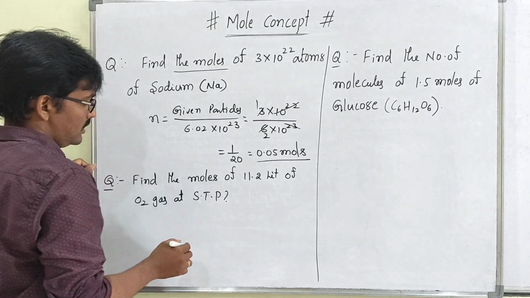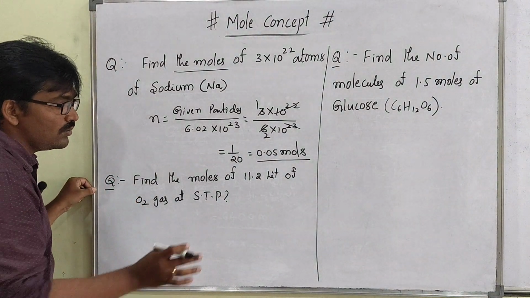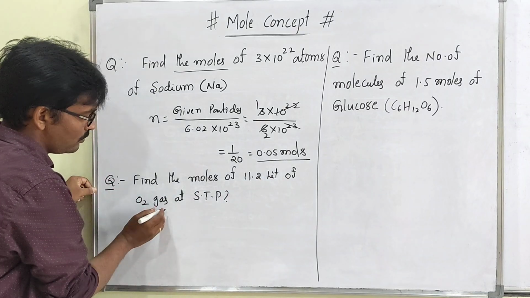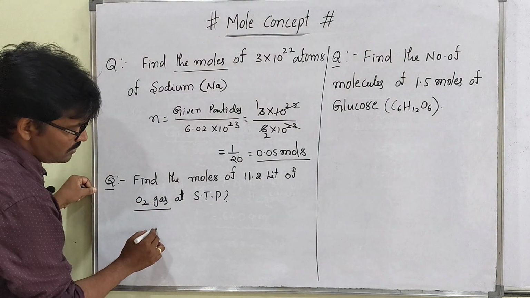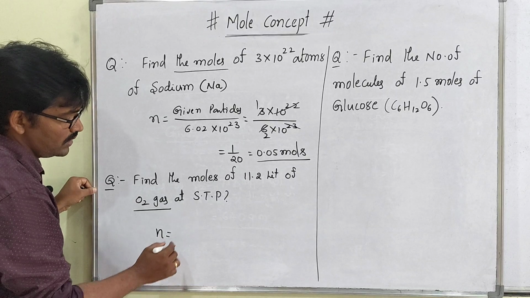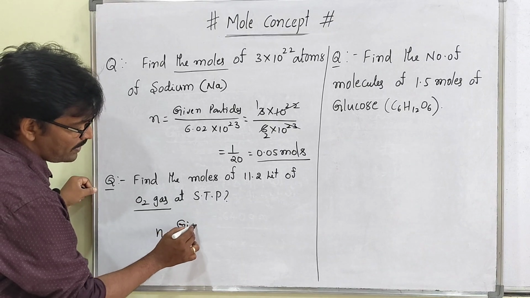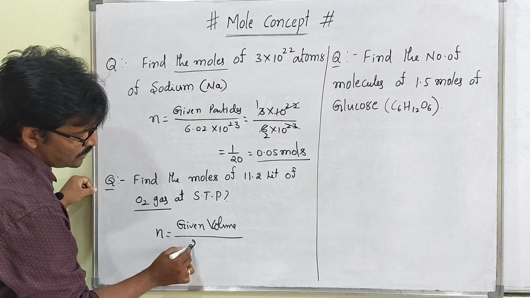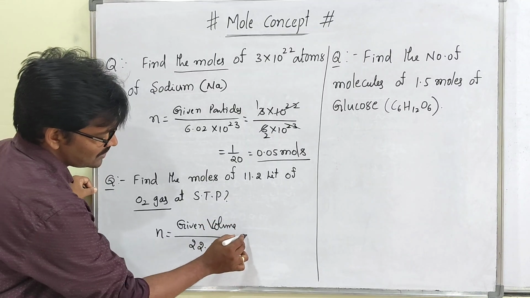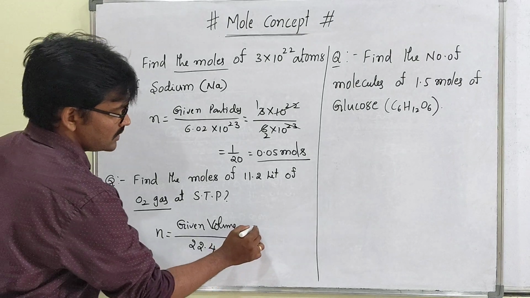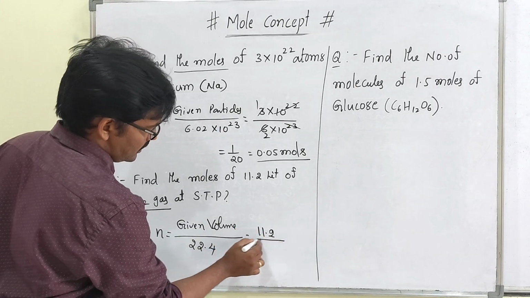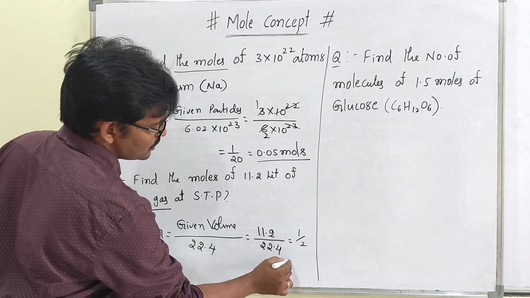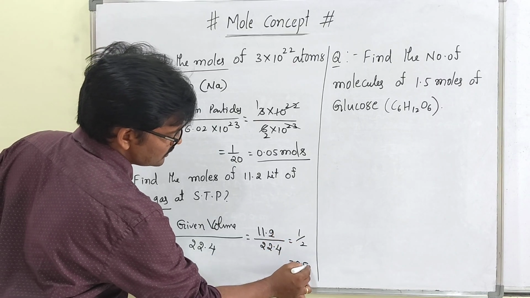Understand, my dear students? Then next, find the moles of, again moles he asked, find the moles of 11.2 liters of O2 gas at STP. Sir, to find the number of moles when volume is given, given volume divided by 22.4 liters, we already discussed this in the previous question, right? So 11.2 liters divided by 22.4 liters. Then 1 by 2 you can get, right? So that is 0.5 moles.